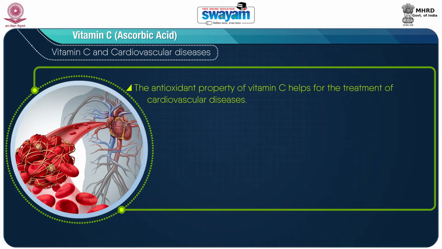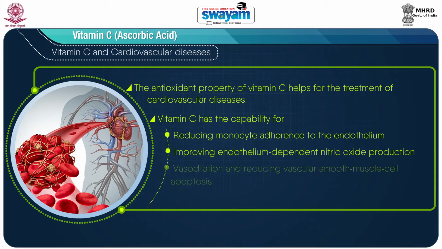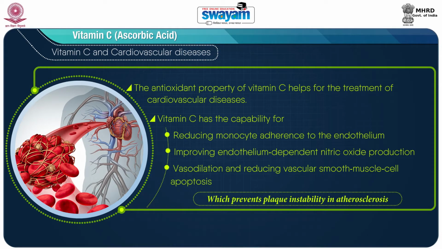Now, role of vitamin C in cardiovascular diseases. The antioxidant property of vitamin C helps for the treatment of cardiovascular diseases. Vitamin C has the capability of reducing monocyte adherence to the endothelium, improving endothelium dependent nitric oxide production and vasodilation, and reducing vascular smooth muscle cell apoptosis, which prevents plaque instability in atherosclerosis.